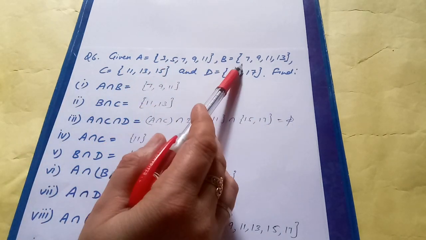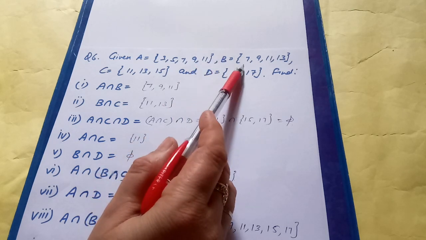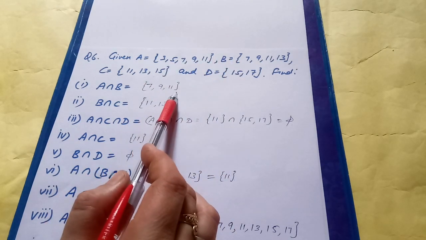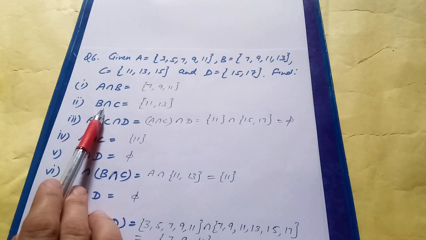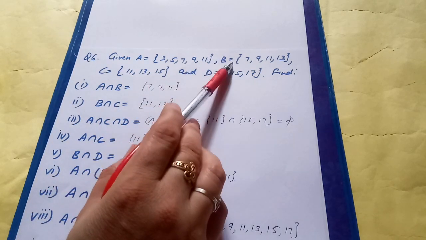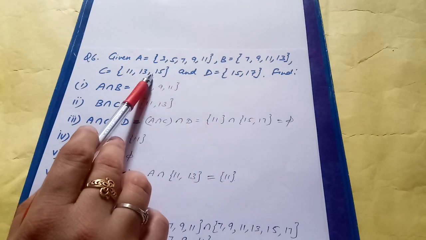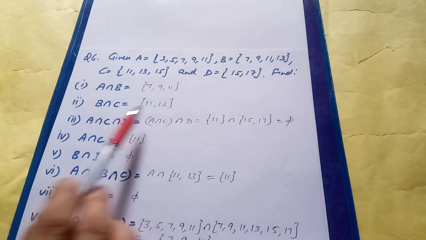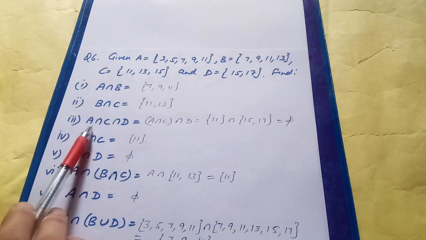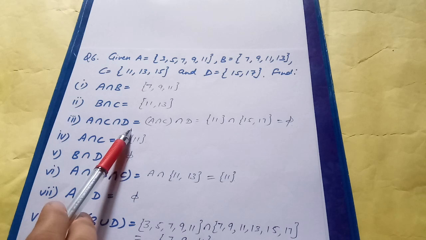Take the intersection of A and B. Take the common elements of A and B, that are 7, 9, 11. In second part, B intersection C. Take the common elements in B and C, that are 11, 13. In third part, A intersection C intersection D.